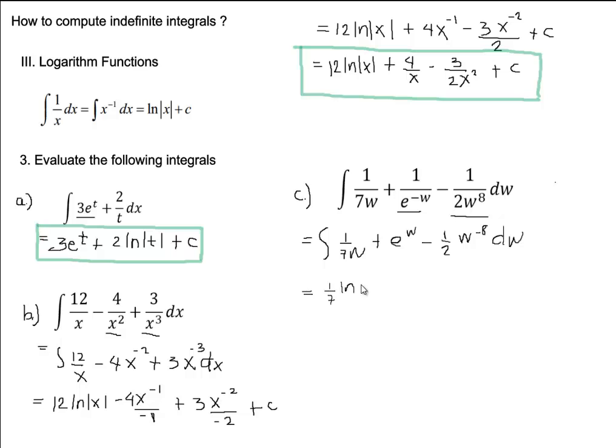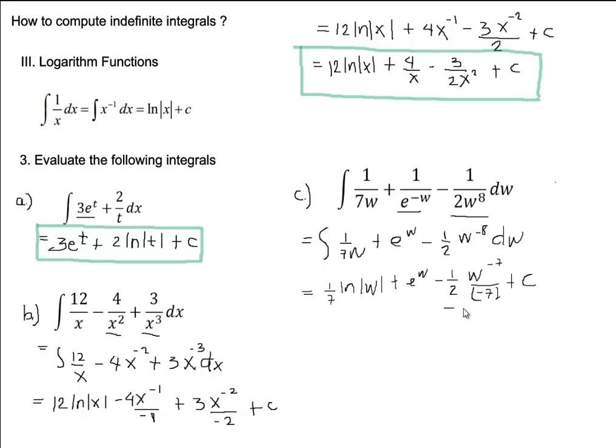ln absolute value of w plus the integral of e^w is e^w, minus 1/2. Integrating the power, so w raised to negative 8 plus 1, negative 7, over the new exponent negative 7, then plus C.